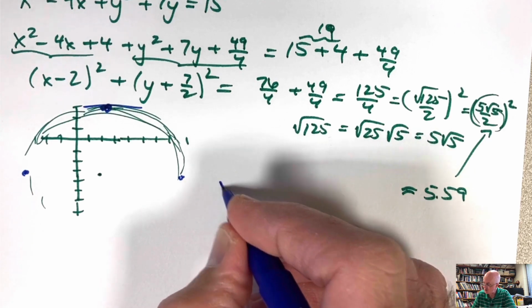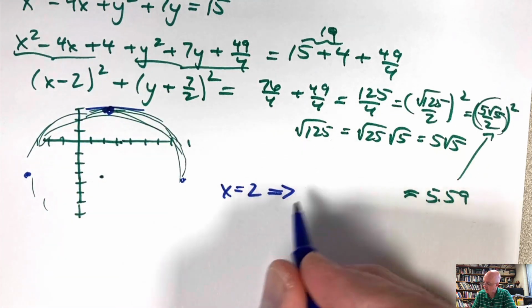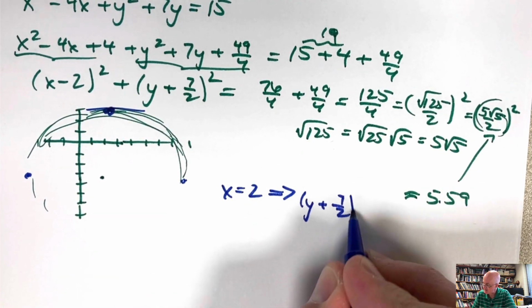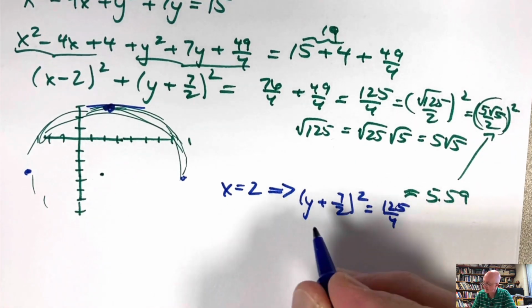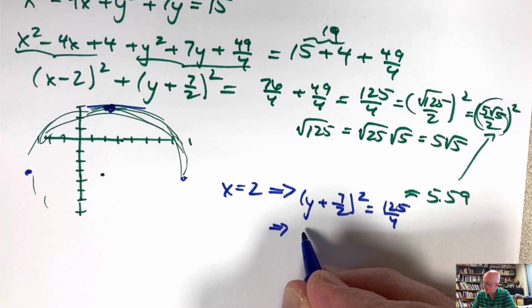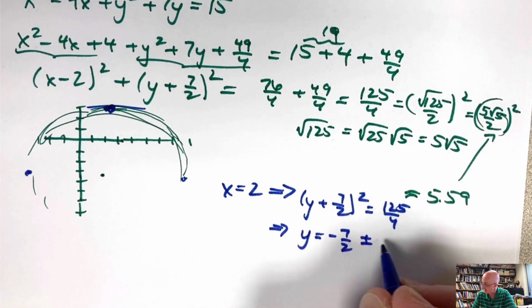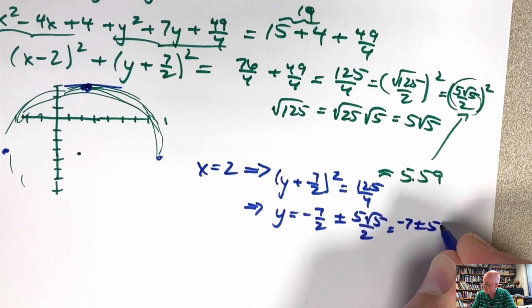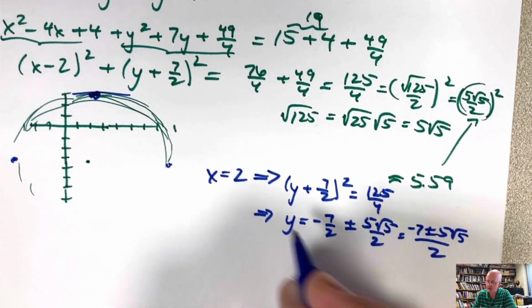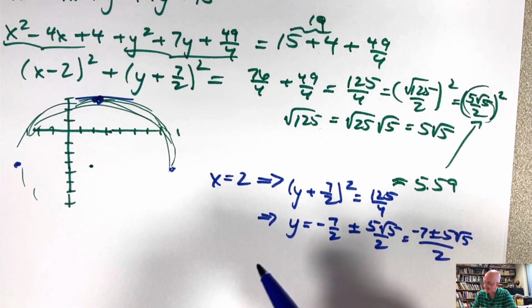If x is 2, I get 2 minus 2 is 0, 0 squared 0. I get y plus 7/2 squared equals 125 over 4. Take the plus or minus square root of both sides. Then subtract 7/2. You get y is -7/2 plus or minus the square root of this, which would be 5 root 5 over 2. So that'd be -7 plus or minus 5 root 5 all over 2. Those would be the y coordinates of this point here and the point that would be down there, where the tangent is horizontal.